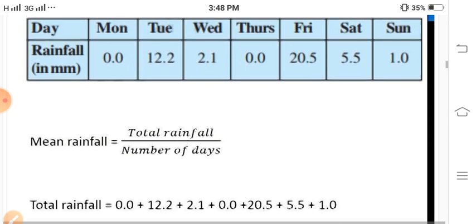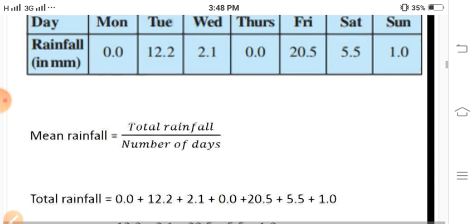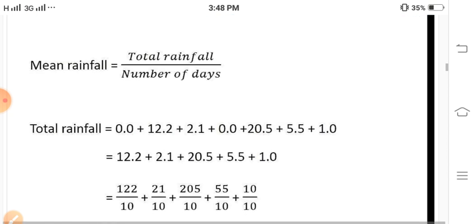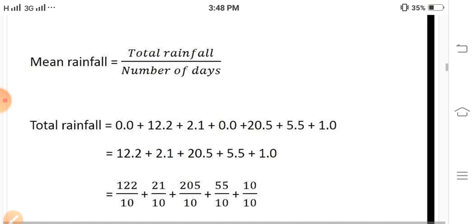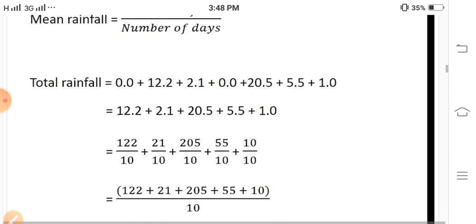Total rainfall will be 0.0 plus 12.2 plus 2.1 plus 0.0 plus 20.5 plus 5.5 plus 1.0. Now when you add these, how will you add? You will remove the decimal. You will change it to a fraction. Now it has become like fractions.